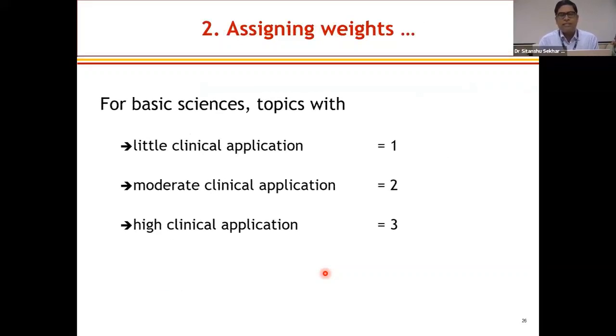Now, how do you assign weightage for basic sciences? What I discussed a little earlier was for the clinical subjects. For basic sciences, you give importance like this: the weights are classified as 1, 2, 3, with little clinical application, moderate clinical application, and high clinical application. So you give 1, 2, 3 and classify your subjects as per the weight.